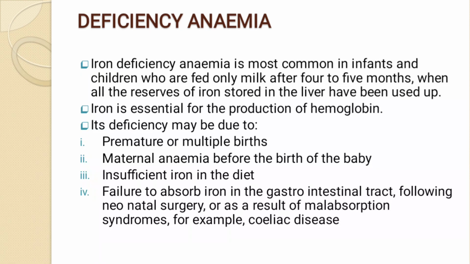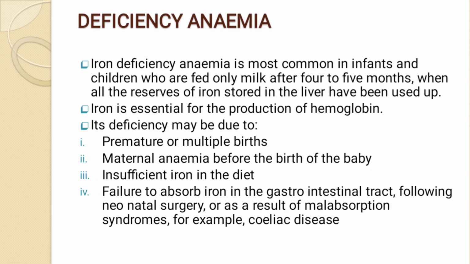Causes include: premature or multiple births, maternal anemia before the birth of the baby, insufficient iron in the diet, failure to absorb iron in the GI tract, that is the gastrointestinal tract, following neonatal surgery, as well as malabsorption syndromes, for example celiac disease.